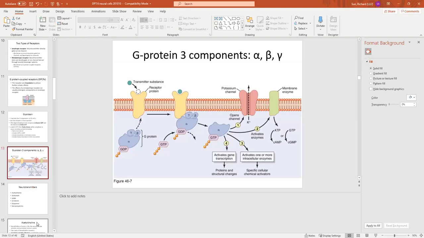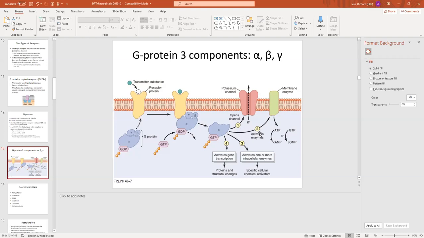This gives you a visual understanding of what's going on here. Say you have the receptor right here, and this is a typical GPCR, G protein coupled receptor. Once the neurotransmitter binds on it, the alpha will release its GDP and replace it with GTP, the triphosphate, where here it is GDP, diphosphate. Then this alpha with GTP is the one activated, causing several effects.